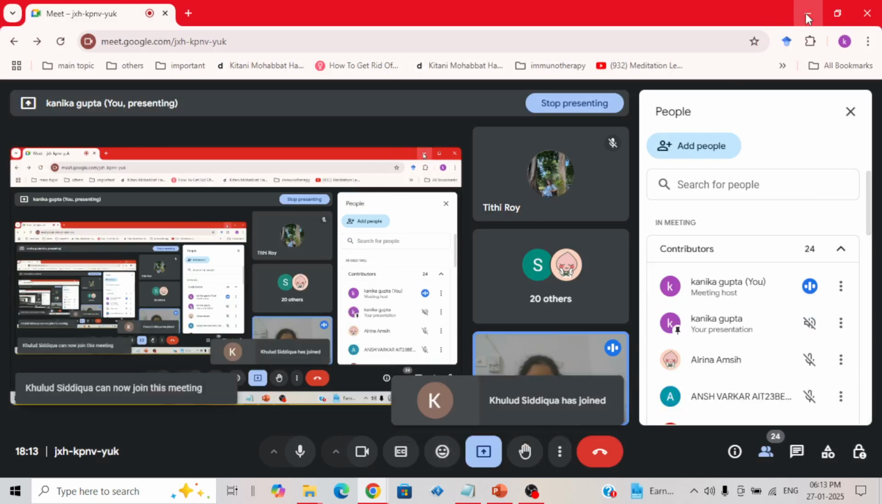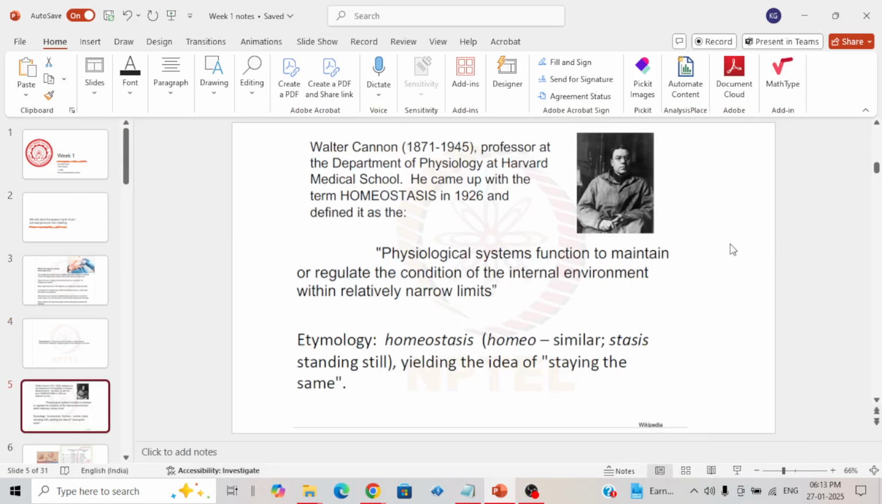Next, the term homeostasis was given by this gentleman, Walter Cannon, who was a professor at the Department of Physiology at Harvard Medical School. What he says about homeostasis is that the physiological system functions to maintain or regulate the condition of the internal environment within relatively narrow limits.